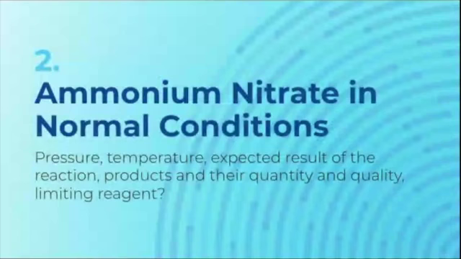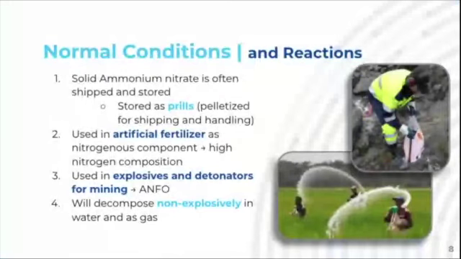So how does ammonium nitrate look under normal conditions? Solid ammonium nitrate is often shipped and stored for its various uses. It's stored as pearls, which are a pelleted form of the substance, making it easier for shipping and handling. It's most commonly used as an artificial fertilizer because of its high nitrogen component, which increases growth and crop yields. It's often used in explosives and detonators for mining as well. When combined with fuel oil, together known as ANFO, it allows for fast and easy combustion reactions. The substance will decompose non-explosively in water and produce stable amounts of gas.